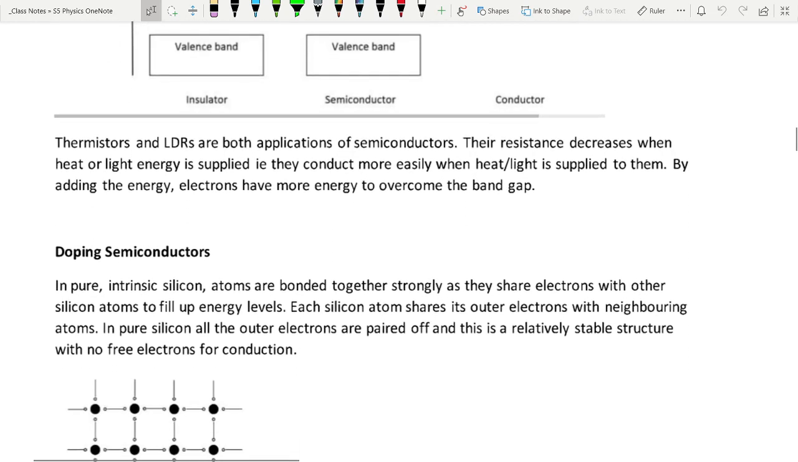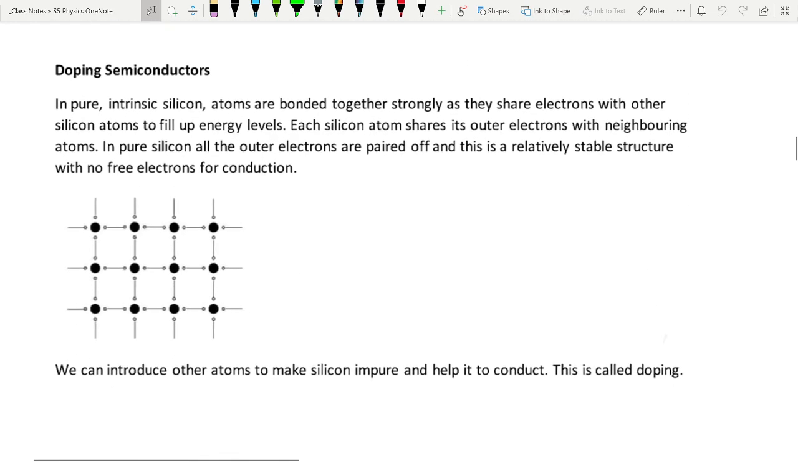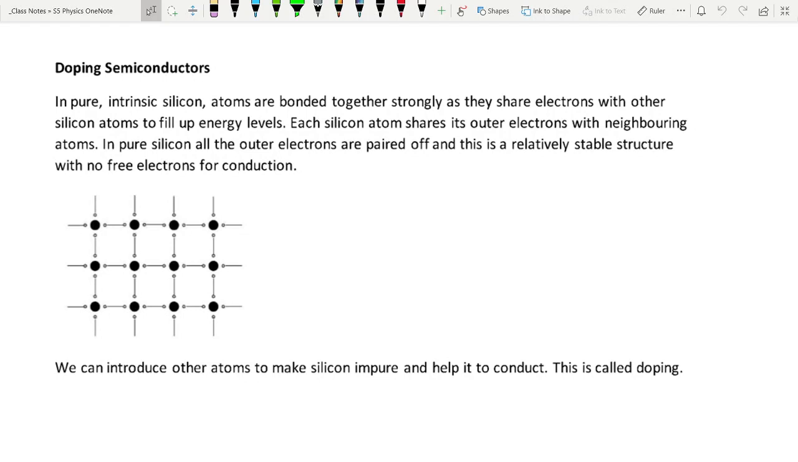So how do we dope semiconductors? There are two ways we can do it. One is to make a hole, make a space where an electron might have been, or the other is to add in extra electrons that can't get bonded.